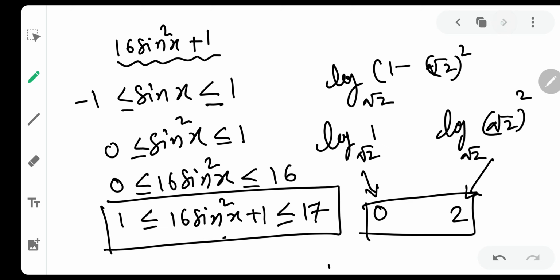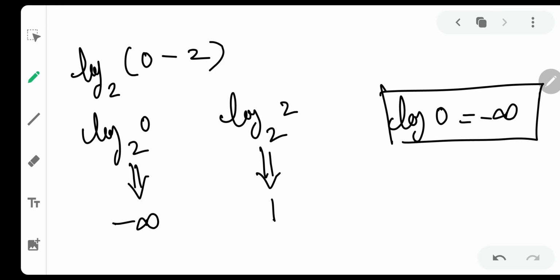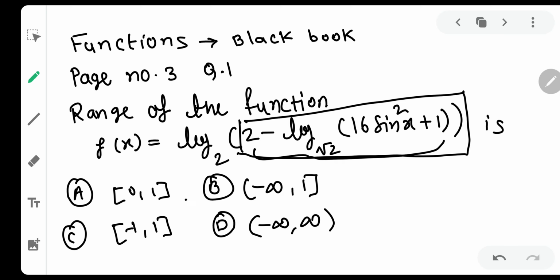Okay, so what we will do is we will say log of 2 and the inner value is ranging from 0 to 2. So log of 0 to the base 2 and log of 2 to the base 2. Now for this the answer is 1 and for this the answer will be minus infinity. Now always remember this particular part, log of 0 is always minus infinity. Okay, so 1 is included and minus infinity cannot be included. So our answer is minus infinity to 1. So the correct option is option B.